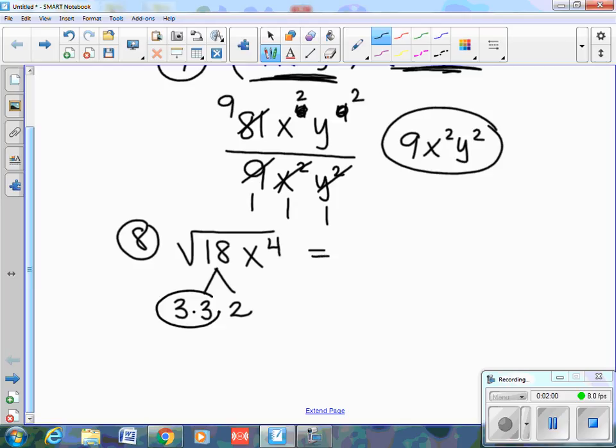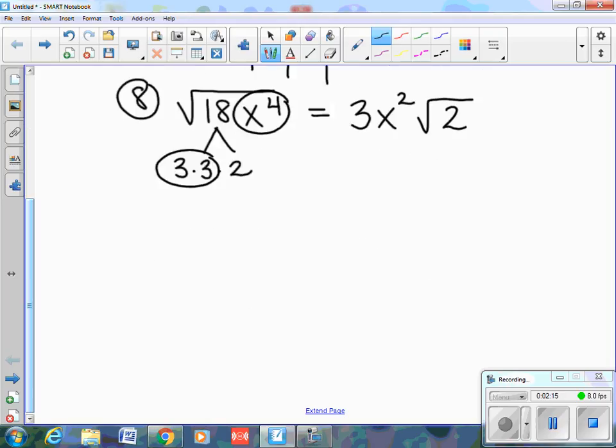The 3's can come out. The 2 needs to stay inside because it doesn't have a pair. There are 4 x's, so 2 of them get to come out. You have none left inside. Final answer. Number 9.